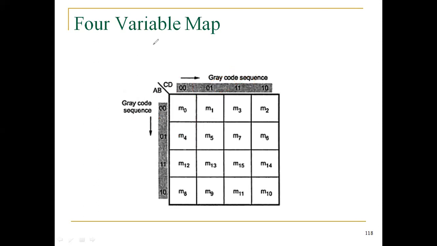Same thing, because it is a gray code representation, that is only mentioned here, gray code sequence. Do you know what is meant by gray code sequence? That means the allowable change between the adjacent cells is only one. In between this, only one change. Similarly, in between these two, only one change. Similarly, in between these two, only one change.